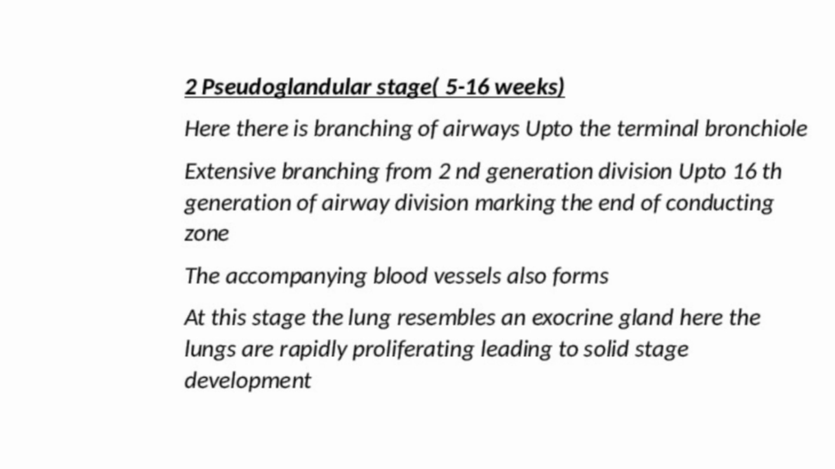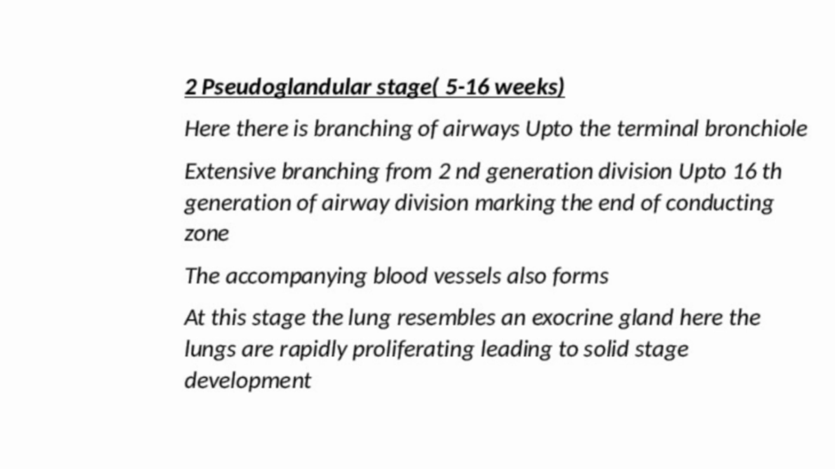At this stage, the lung resembles an exocrine gland. Hence, the lungs are rapidly proliferating, leading to the solid stage of development. The solid stage of development is just the obliteration of the lumen due to the rapid proliferation of the endodermal cells in the luminal structure, leading to the occlusion of the lumen. Finally, if a child is born at this stage, he or she may not survive, since there is no formation of the respiratory bronchioles.